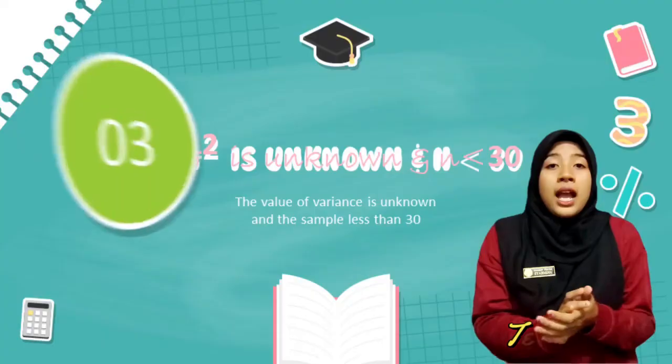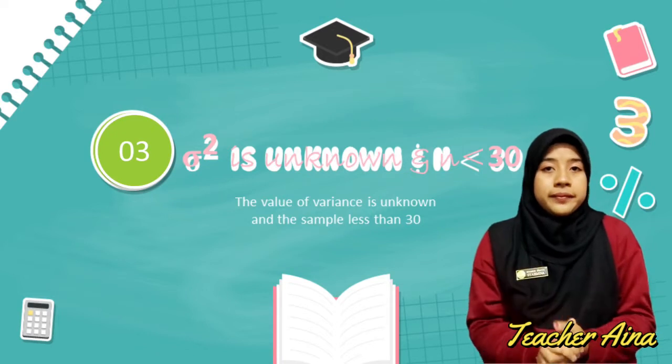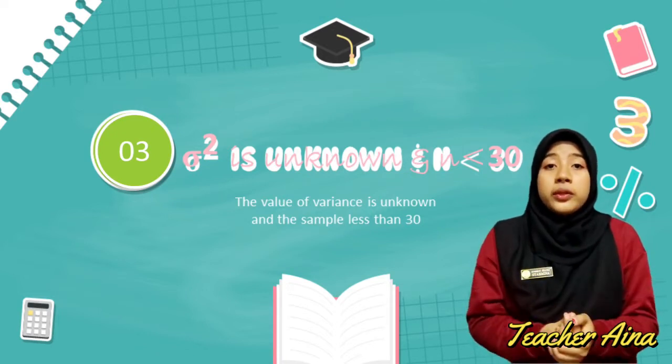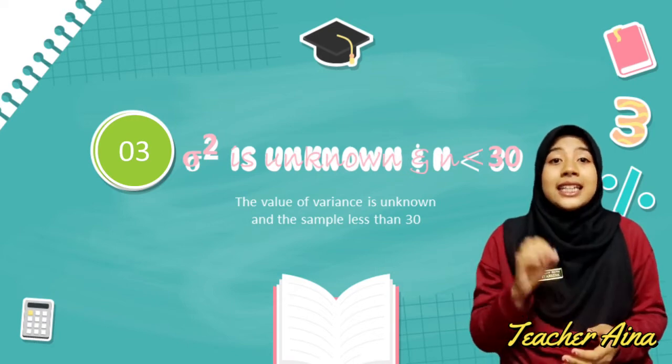Thank you. Last for this hypothesis testing of the mean is case 3. In case 3, we know that the variance is also unknown, but the sample size n is less than 30.